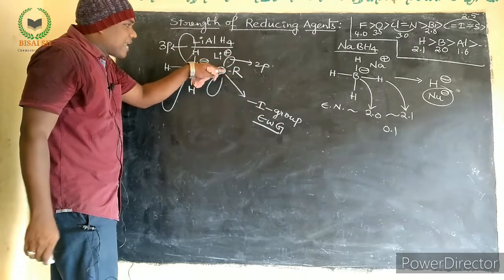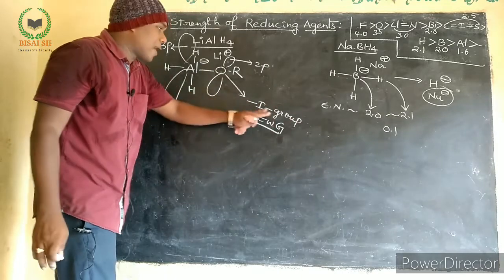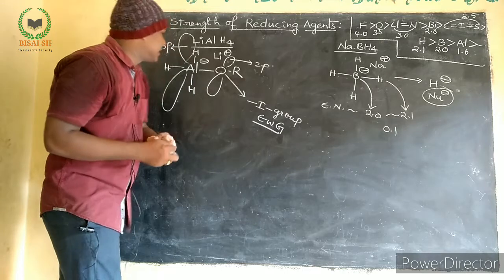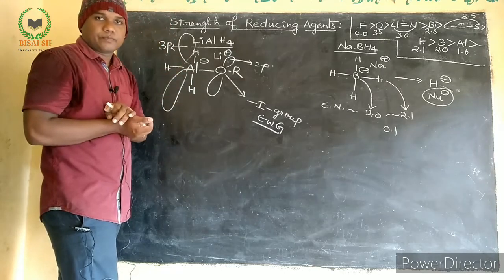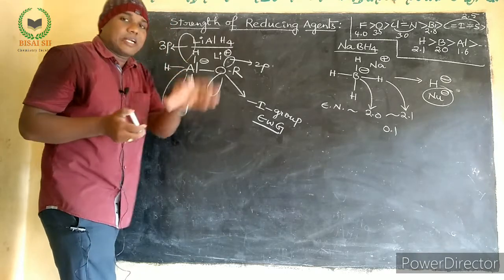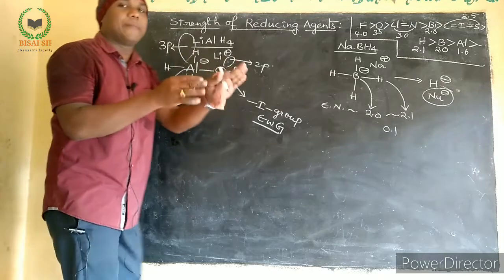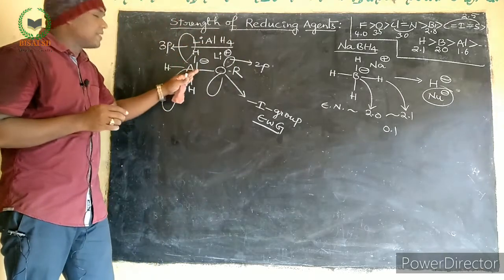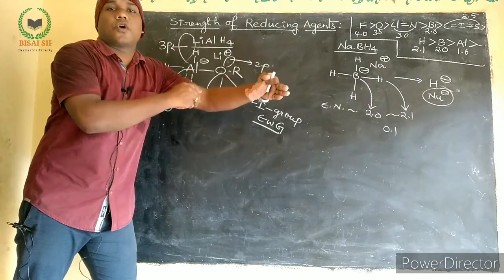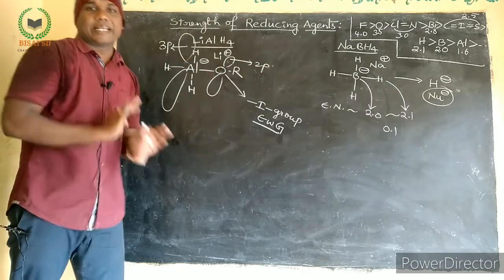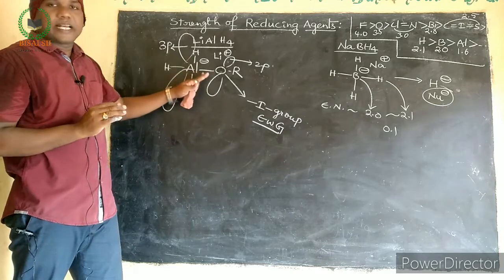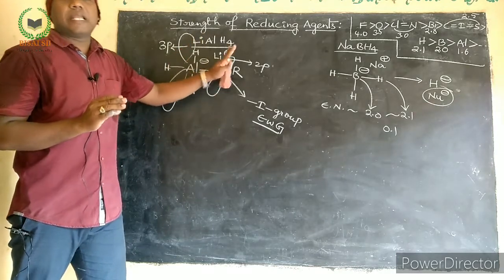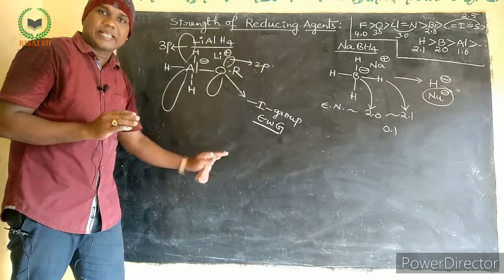If this oxygen acts as an electron-withdrawing group or minus I group, then that oxygen attracts the electron density from aluminum. Then the electron density at aluminum will decrease. Then the tendency to release H minus ion will also decrease. Then the reducing tendency of LiAlH3(OR) will decrease.